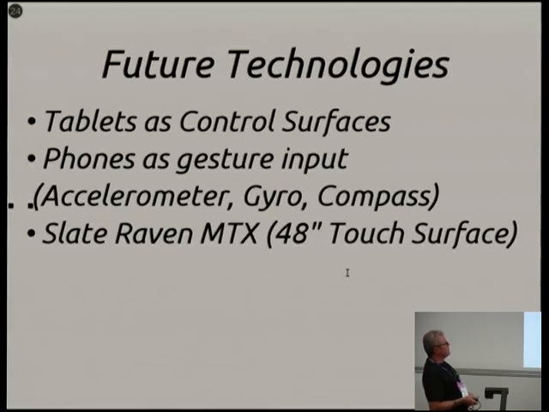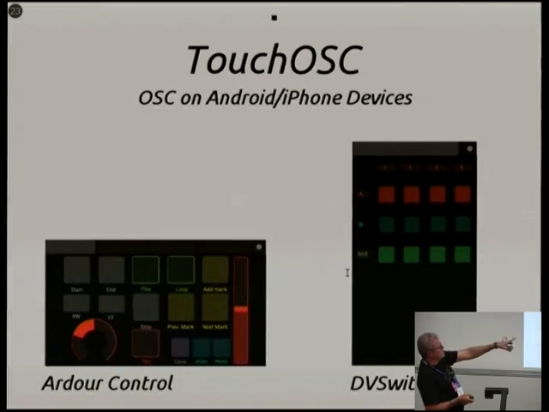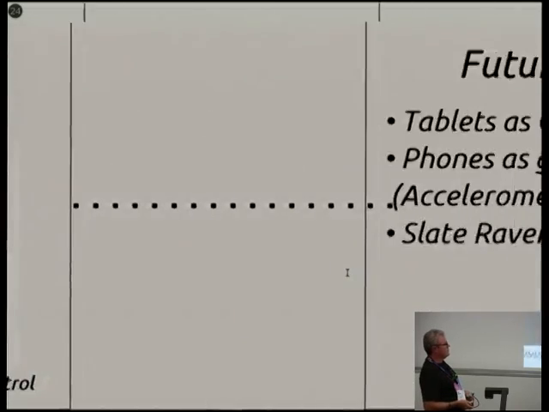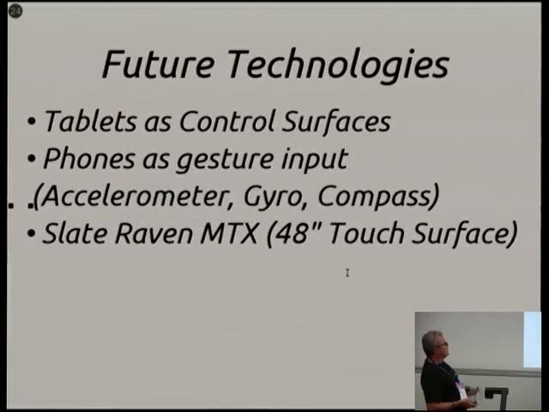Phones have a lot of devices on them, accelerometers and stuff. I think we'll see a lot more use of those in gesture-based applications. This Touch OSC application actually allows you to assign some of the accelerometer commands to controls, so you can use your X acceleration and stuff to control things. So you can get pretty flexible with that.